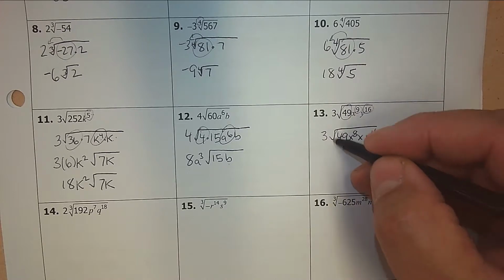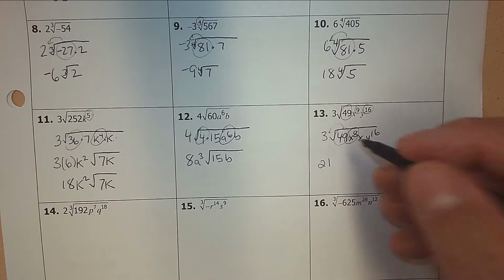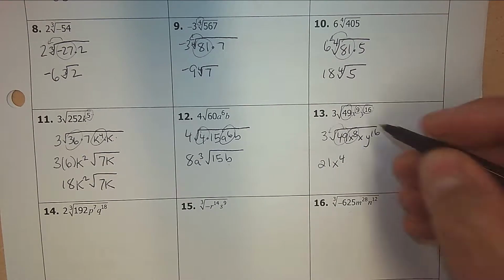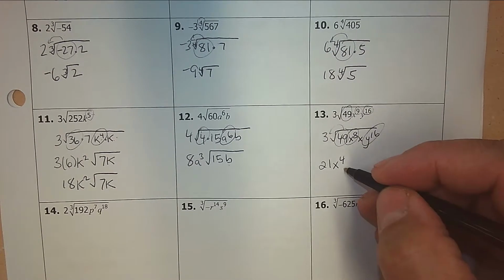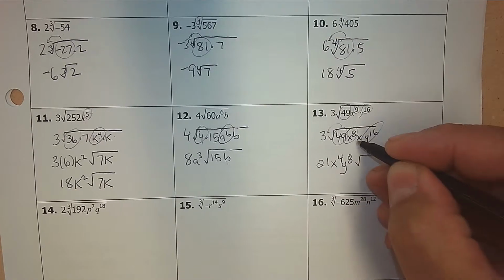So the square root of 49 is 7, times 3 is 21. The square root of x to the 8th, divide by 2, and it's x to the 4th. Square root of y to the 16, divide by 2, and it's y to the 8th. And then what's left over behind is just an x.